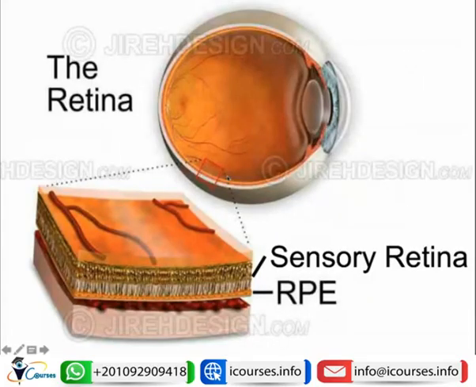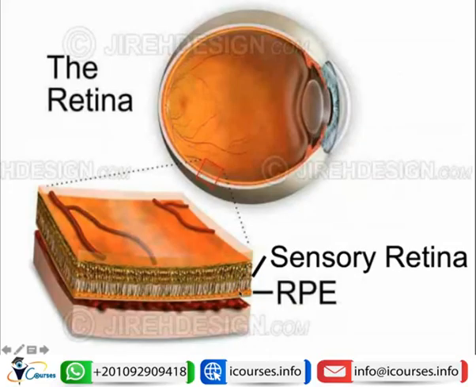So if we have a section in the wall of the eye, what can we see? Let's start from outer to inner. The outer layer will be the sclera, as we can see here. Then we have the vascular layer of the choroid. Then we reach the retina.